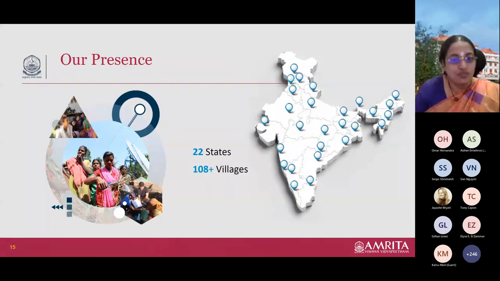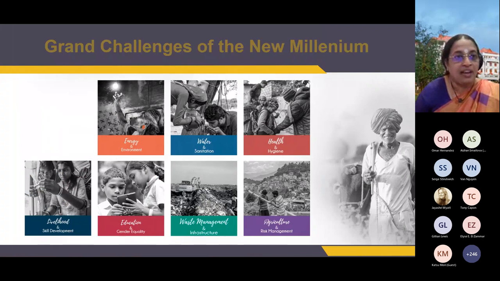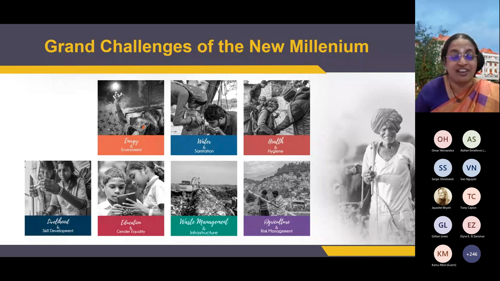To achieve this, we have built a system and adopted 108-plus villages in 22 states in India, where we are working on grand challenges in energy and environment, water and sanitation, health and hygiene, livelihood and skill development, education and gender equality, waste management and infrastructure, agriculture and risk management.